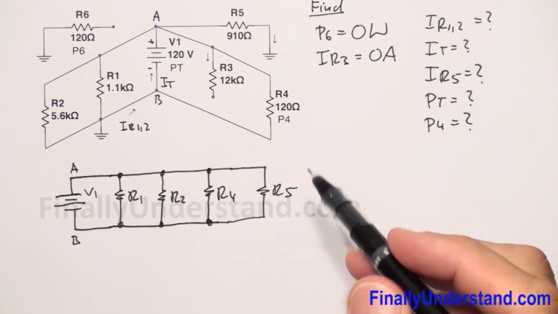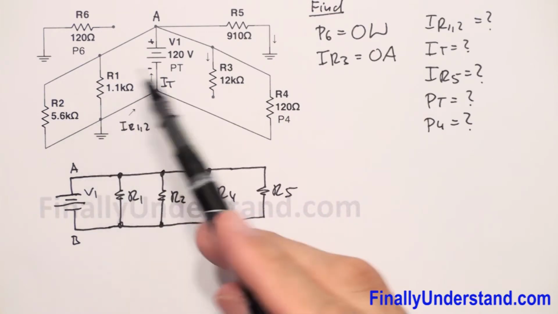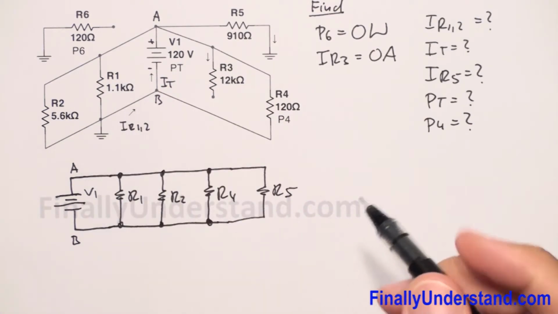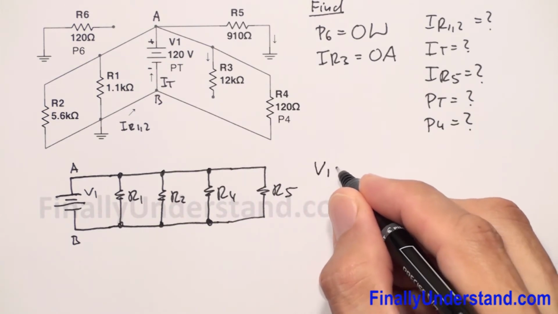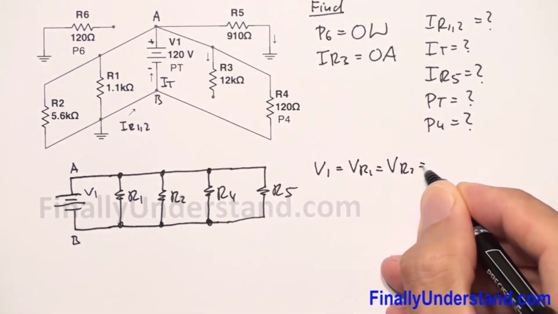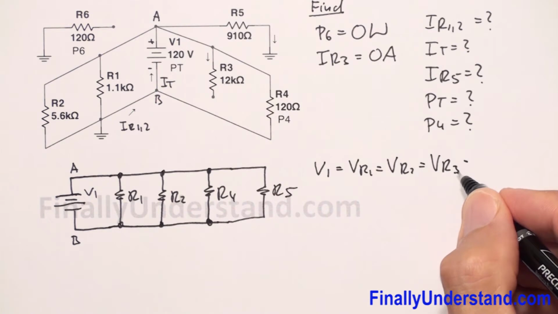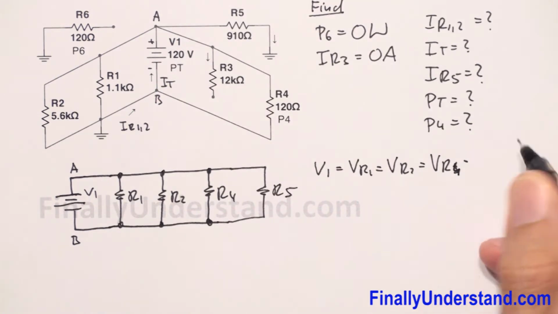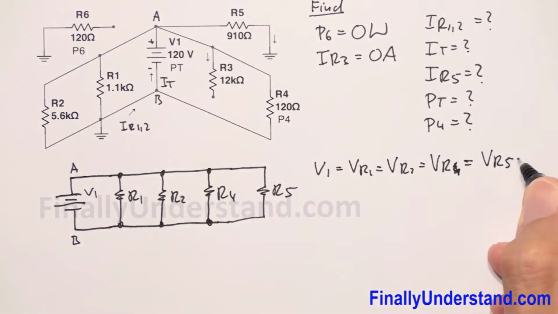What we are going to do right now is find the current which goes through resistor R1 and resistor R2. As you can see, all of them are in parallel. So the voltage of the voltage source V1 is equal to VR1. This is also equal to VR2, also equal to VR3, and, sorry, VR4, and this is also equal to VR5. And this is equal to 120 volts.